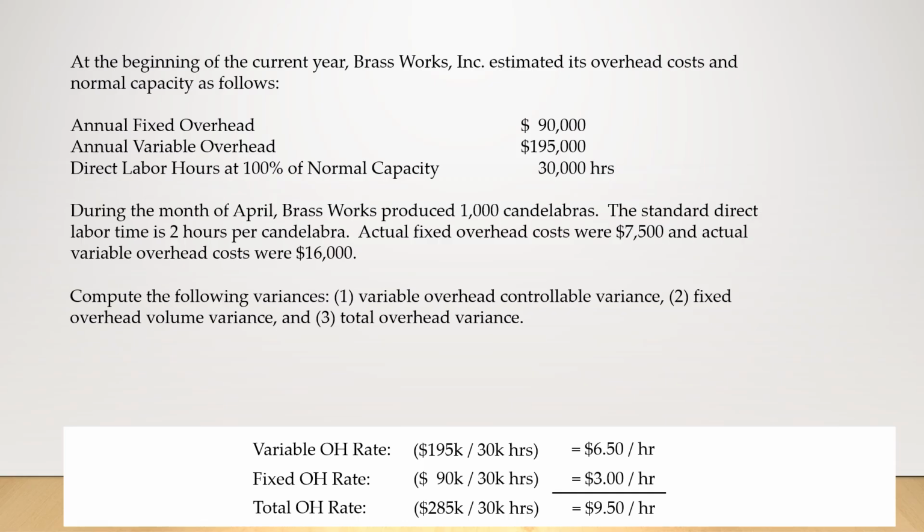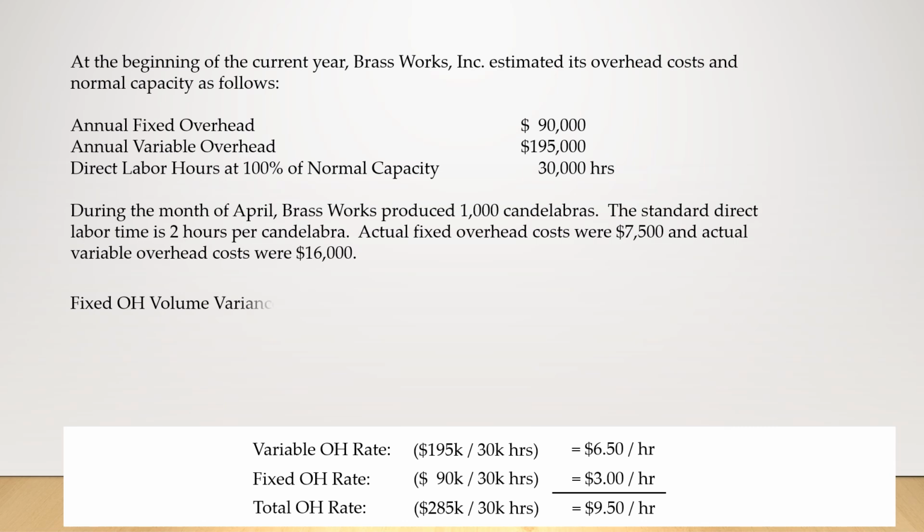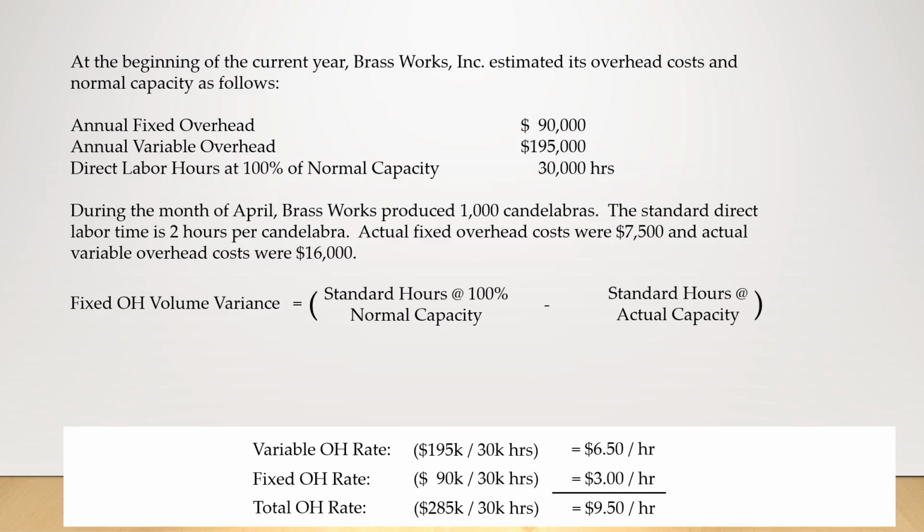Number 2, the fixed overhead volume variance. This variance is the difference between standard hours at 100% of normal capacity and standard hours at actual capacity times the fixed overhead rate. The information gives us budgeted labor hours at 30,000, but this amount is for the entire year. In contrast, we're calculating this variance for a single month. To get the standard hours at 100% of normal capacity for April, divide those 30,000 hours by 12.